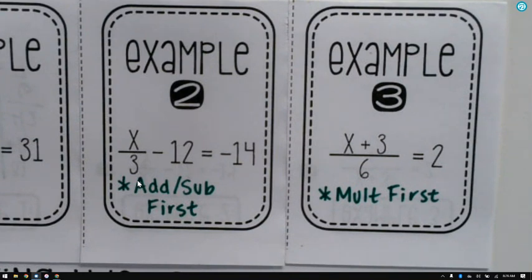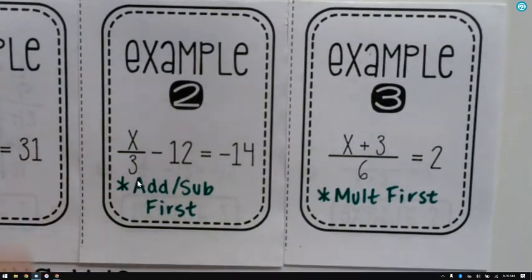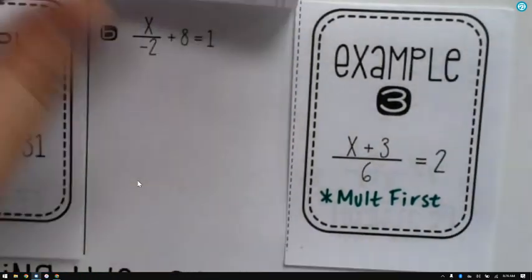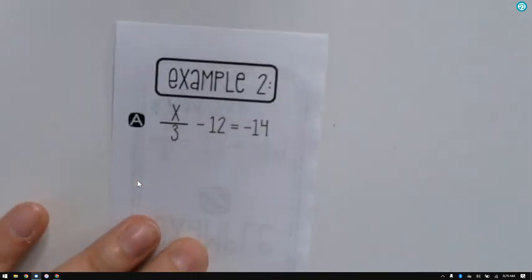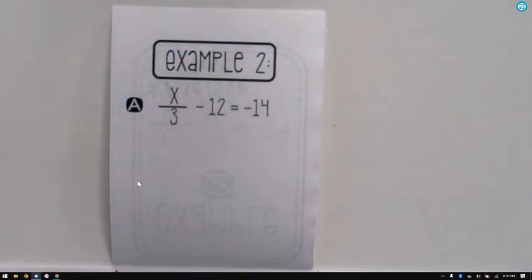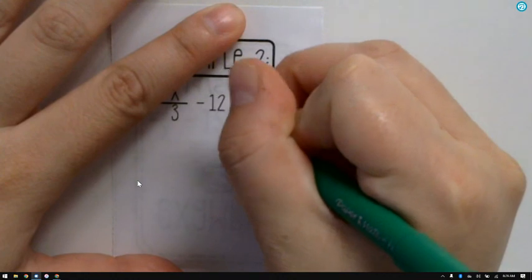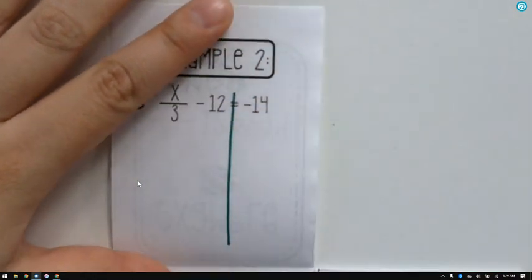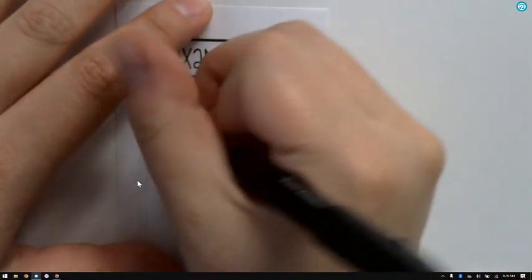Okay, so we'll get started. We'll do both of the example 2 ones. There's 2 problems for each type, so we'll do both of these first. So flip this puppy open. We've got x over 3 minus 12 equals negative 14. That's the problem that was typed on the front. We are going to start with a problem like this, adding or subtracting first. So we'll start by adding 12 first.